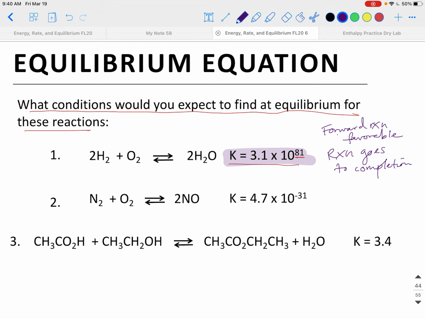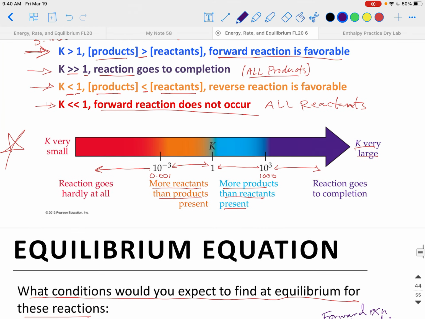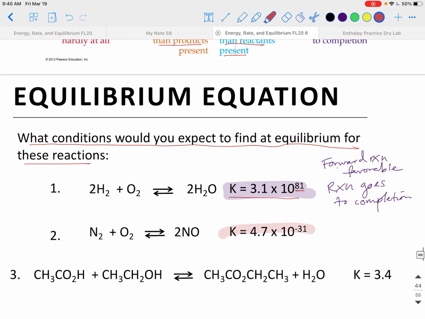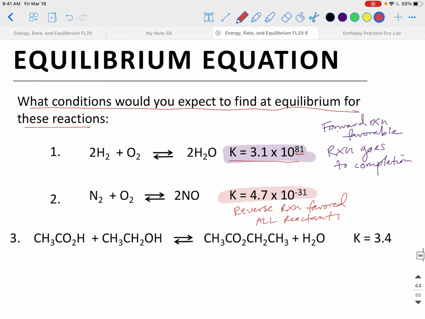All right, next one, number two. We have nitrogen and oxygen make nitrogen monoxide. And your K is 4.7 times 10 to the power of negative 31. That is really, really, really small, so that corresponds to the statement in red. So we're going to highlight that red. And what that means is the reverse reaction is favored. And you essentially have all reactants. The forward reaction does not happen.